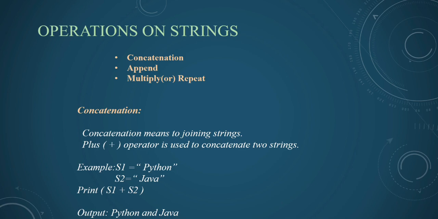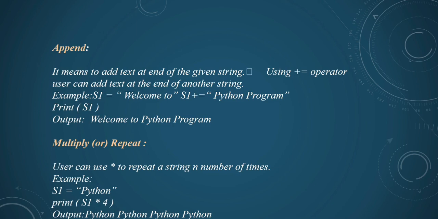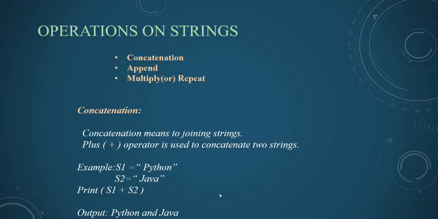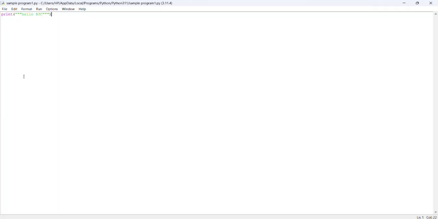Okay, first concatenation. Concatenation means joining strings. That is, two strings are joined together using the plus operator. Example: S1 is Python, S2 is Java. Print the value S1 plus S2. The output will be Python and Java. Here it is an example.